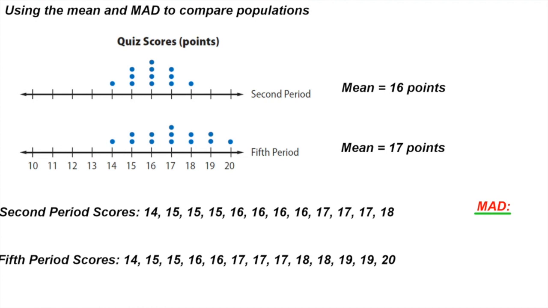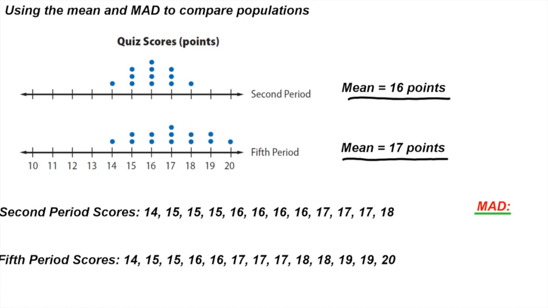So we can find the mean or the average because we have all the data points here, and I already did that. So for the second period class, the mean or the average was 16 points on the quiz, and for fifth period, the mean was 17 points. So those are our measures of center for these two populations.